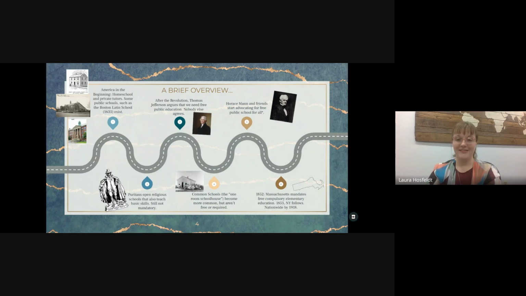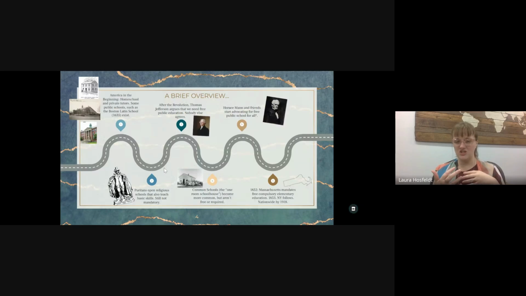Now, the downside, of course, to the Boston Latin School is, as you can guess, that it did not serve women. It did not serve basically anybody other than your standard affluent white boys, but it did exist. Anybody else who was educated was receiving that education at home. As we kind of transition on, the Puritans would go on to basically open religious schools that would also teach basic skills, but they weren't mandatory. And neither was the Boston Latin School, right? Like, it was available if your parents wanted to send you to school, but it wasn't like the truancy officer was going to come get you like they do nowadays. After the Revolution, Thomas Jefferson argues that we need free public education, and nobody else agrees with him.